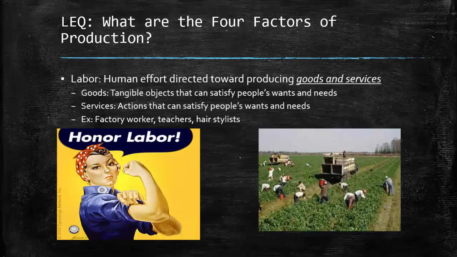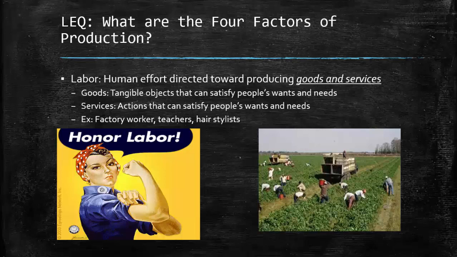Labor, again, is a very simple one. Labor is human effort directed towards producing goods and services. So in economics, a good is defined as a tangible object that can satisfy people's wants and needs. So tangible means that you're able to touch it, you're able to feel it. It's something you can pick up and hold, or you can touch with your hands. For example, I'm holding my water bottle right now.